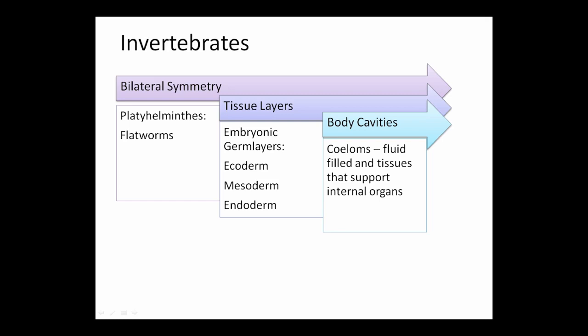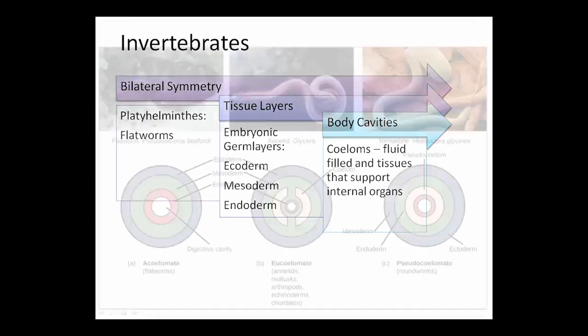Then we have body cavities, and we're going to look at these. The body cavities are known as coeloms, and they are fluid-filled, and they have membrane-type tissues that line not just the organs, but also line the cavity itself and suspend those organs and support those internal organs. It allows the organs to move with the animal. It allows those organs to be protected from any sort of shock. The fluid is kind of like a shock absorber, if you will.